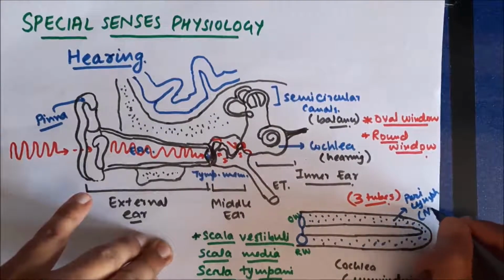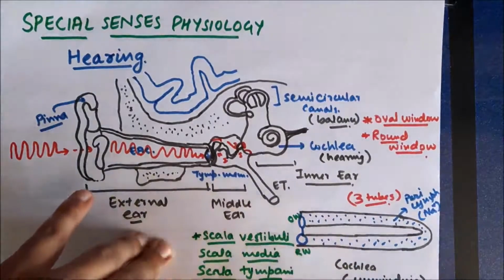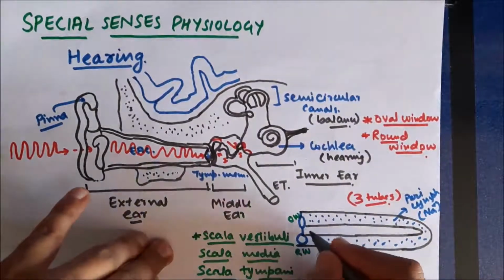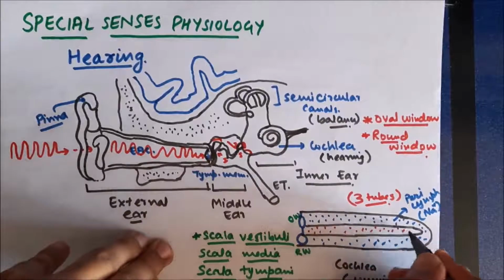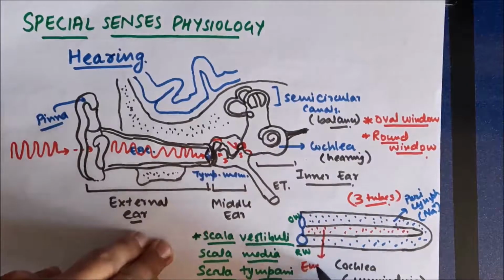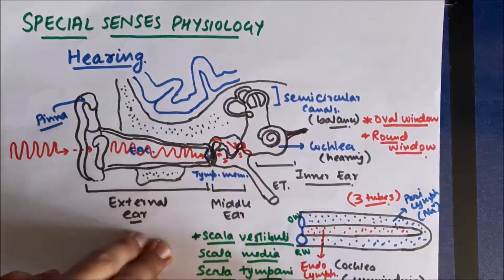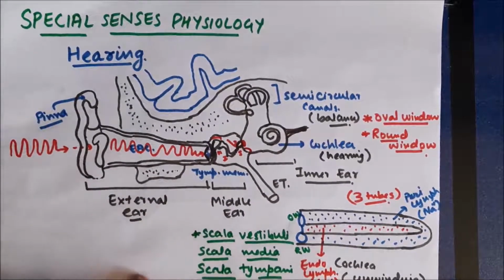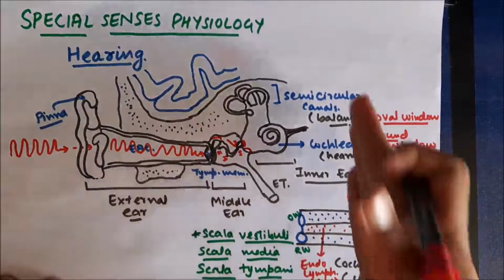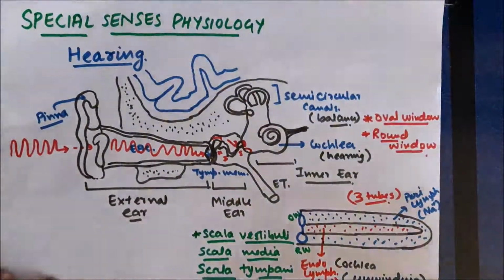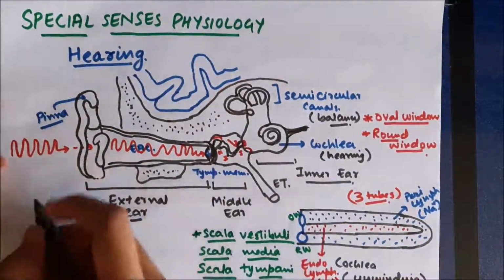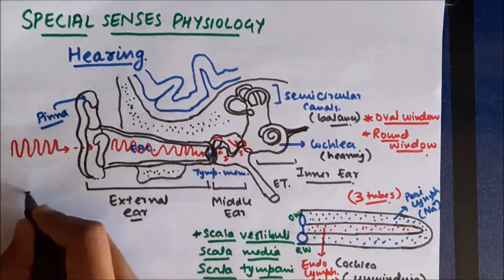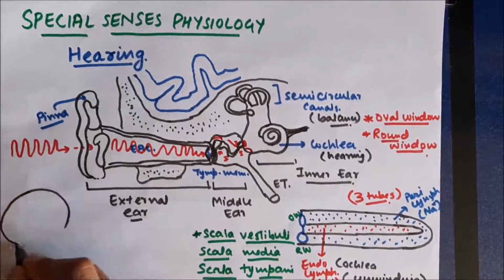Perilymph is similar to extracellular fluid, especially CSF, and it's rich in sodium ions. The scala media, the middle tube, is filled with a special fluid called endolymph. Endolymph is present only in the scala media, and it is rich in potassium ions. That is a unique feature of endolymph. Why endolymph is present only in the scala media, we'll discuss in a few moments.